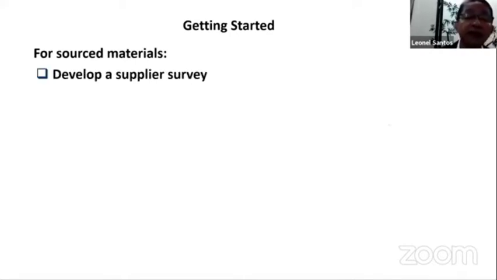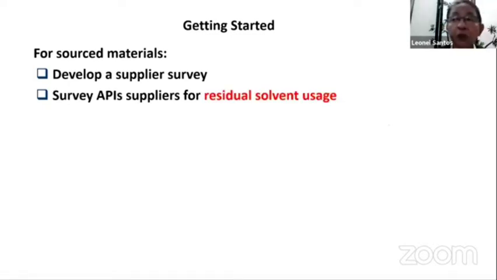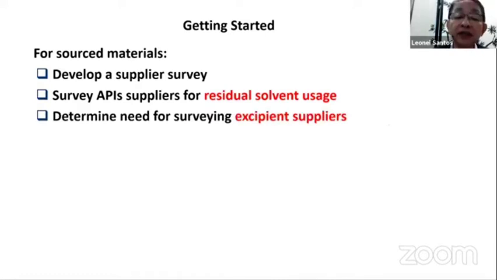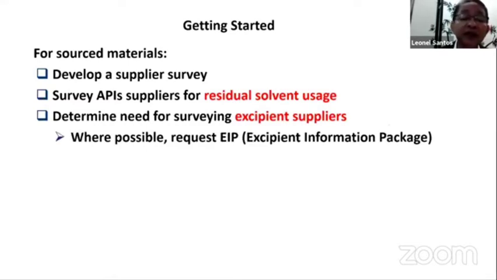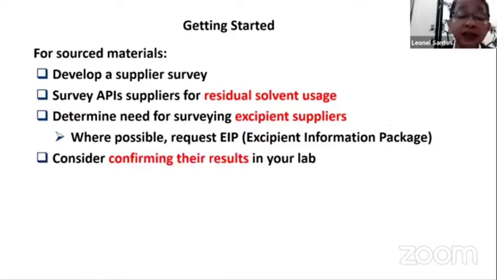Now, if you are sourcing your materials from other vendors, you need to develop a supplier survey. Find out what are those residual solvents that the suppliers are using for the active pharmaceutical ingredients. Also, don't forget the excipients are important also if you're making the final product, because it would be good to find out from the supplier and request what is called the excipient information package. This is more like an MSDS for those excipients that you use to make your final product. Consider confirming the results in your laboratory.